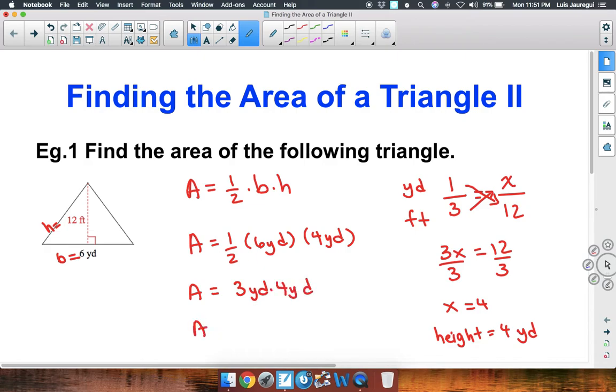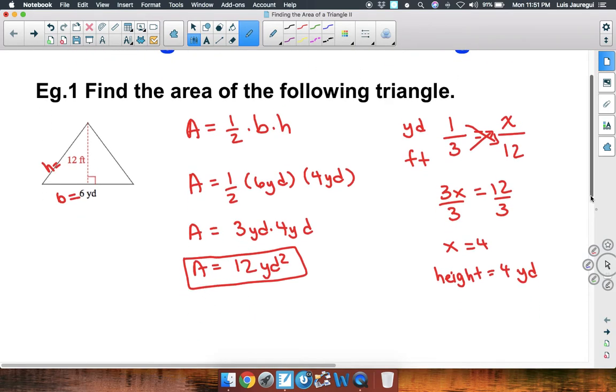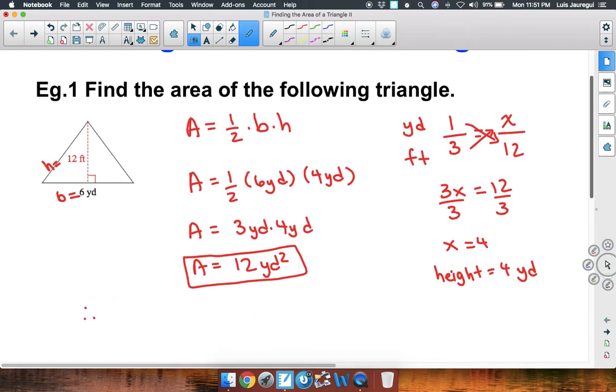And we get that area is equal to 3 times 4, which is 12, and yards times yards becomes square yards, or yards squared. And that's the actual area of this particular triangle using yards. So we can say, therefore, the area of the triangle is 12 square yards, or 12 yards squared. And that's how we can find the area of this particular triangle.